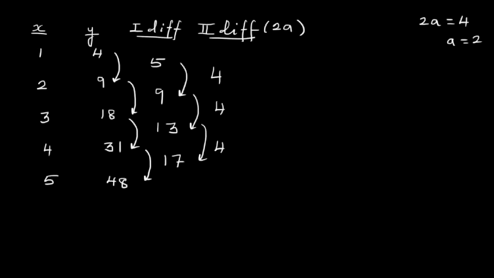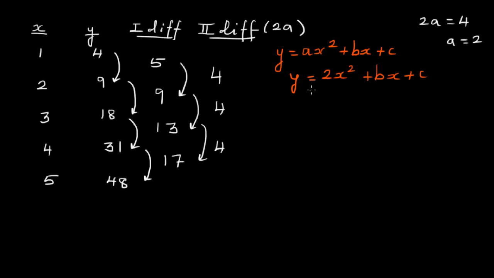So let me change color. The general form of a quadratic equation is y is equal to ax squared plus bx plus c. So let's put a as 2, so this becomes y is equal to 2x squared plus bx plus c. Now we have to slowly find out what b and c are.